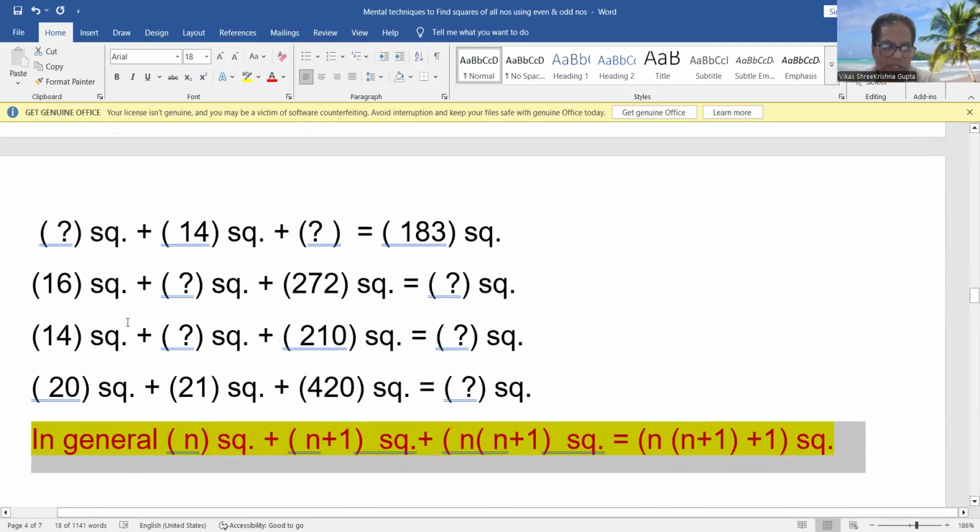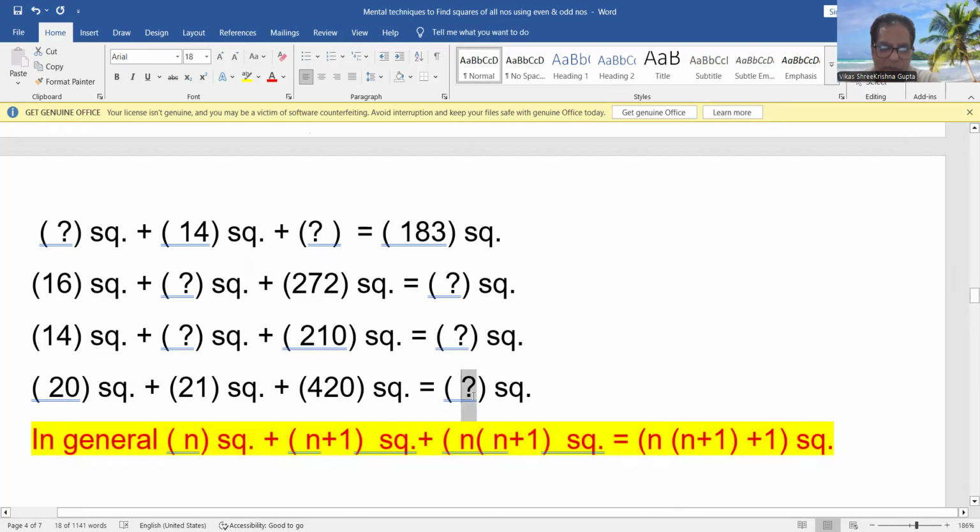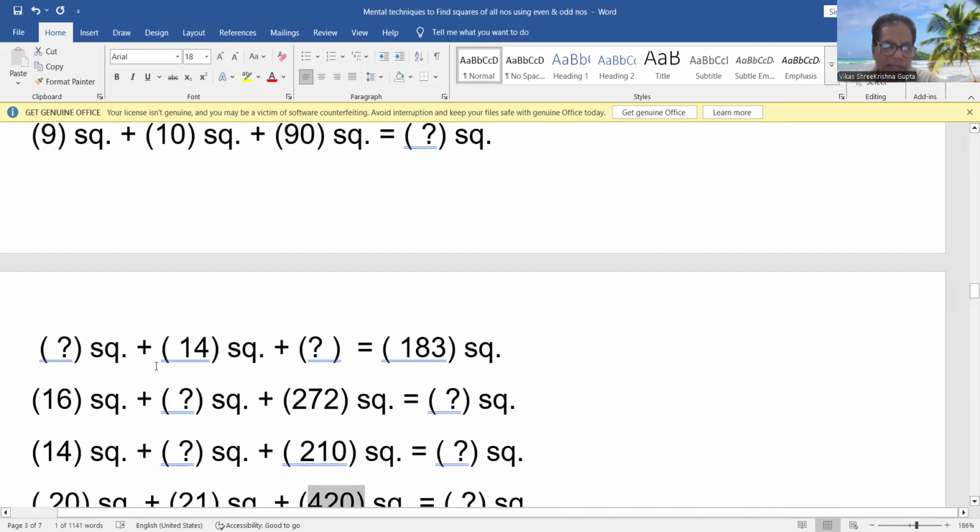To solve all these equations. 16 square plus question mark. What should come over there? Next number 17 square plus 16 into 17 is equal to 272 square. What will come here? 273 square. In the same way, what will come at this question mark? It will be 421 square. One more than this product. 421 square. Right?